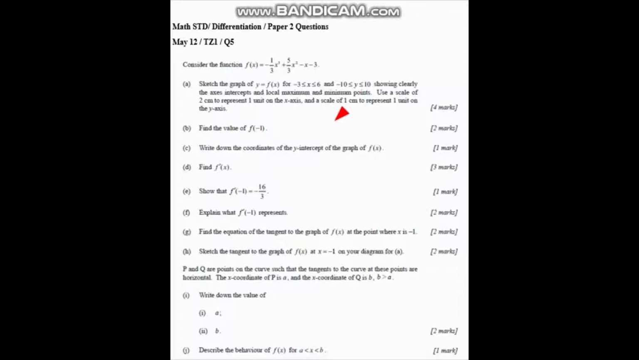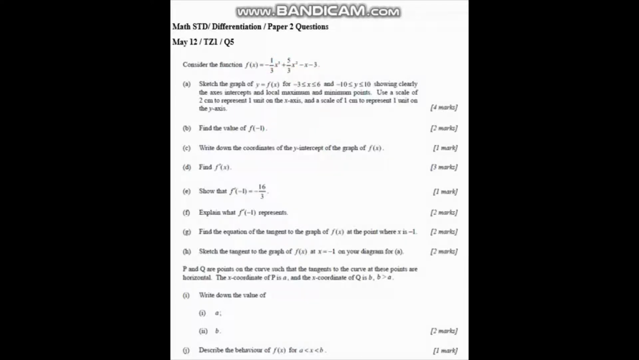Next, I need to write down the coordinates of the y-intercept of the graph. You can do this using the GDC, or you simply realize that the y-intercept exists when x equals 0. So any term that has an x in the function shall disappear. So this is crossed out, this is crossed out, this is crossed out as well. So all that remains is the -3. Hence the coordinates are 0, -3.